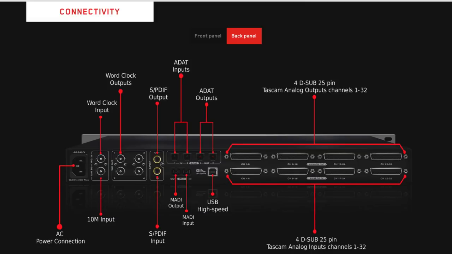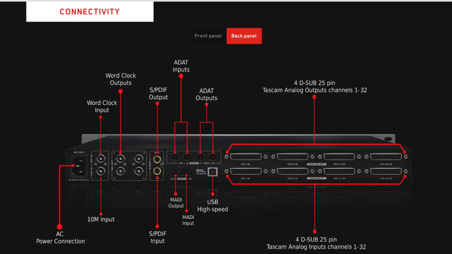Moving on to the connections, the sound isn't really what makes or breaks these interfaces, in my opinion, because both of them have their pros and cons. The Orion is very versatile with its connections. If you look on the back of the Orion, you have MADI connections, ADAT, SPDIF. You also have four word clock outputs, so you can use the Orion as a master clock, whereas the Quantum 4848 only has one word clock output and a word clock input.